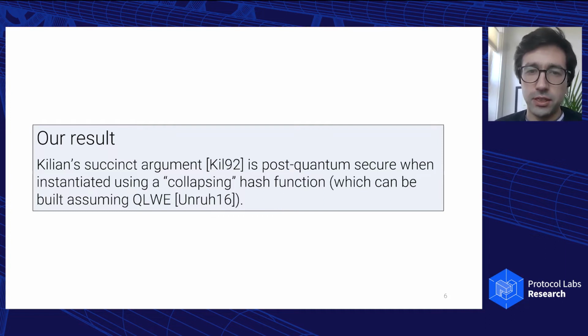What we show, though, is actually if you take this existing construction, this Killian succinct argument, and you replace the collision-resistant hash function with a slightly stronger function, which has a property called collapsing, then you actually do get a post-quantum secure succinct argument. And this collapsing hash function can be constructed from the quantum hardness of learning with errors.